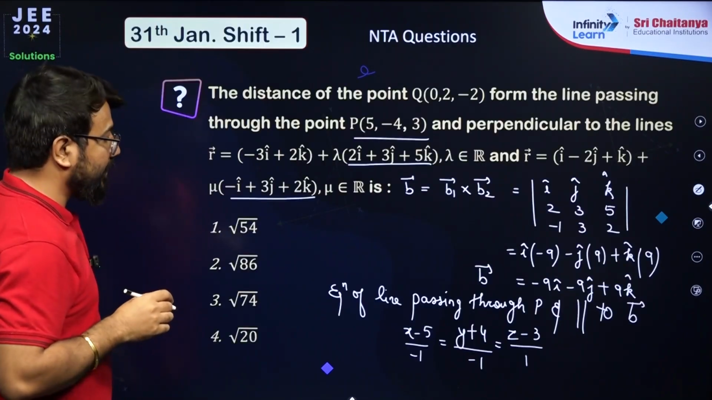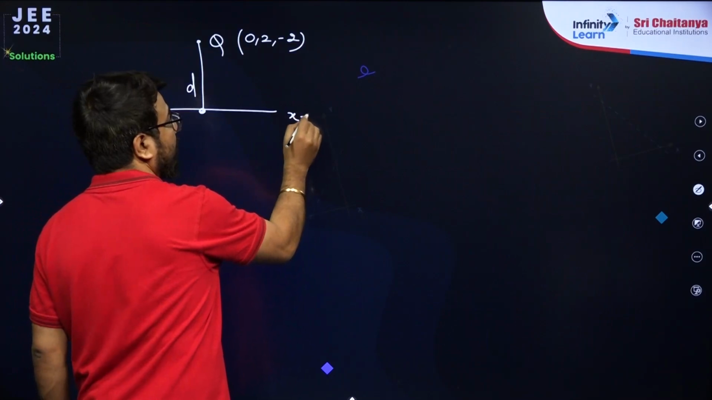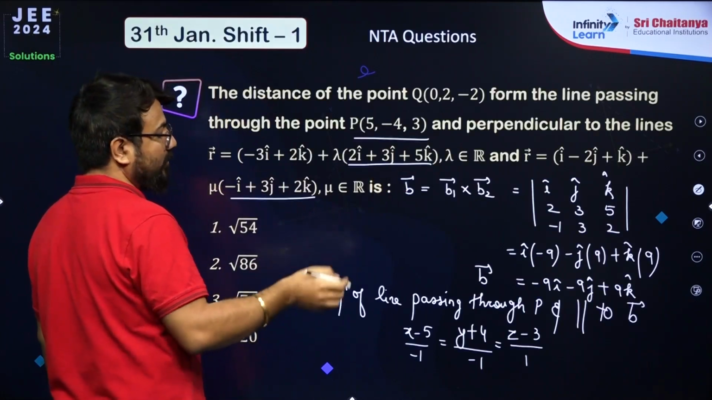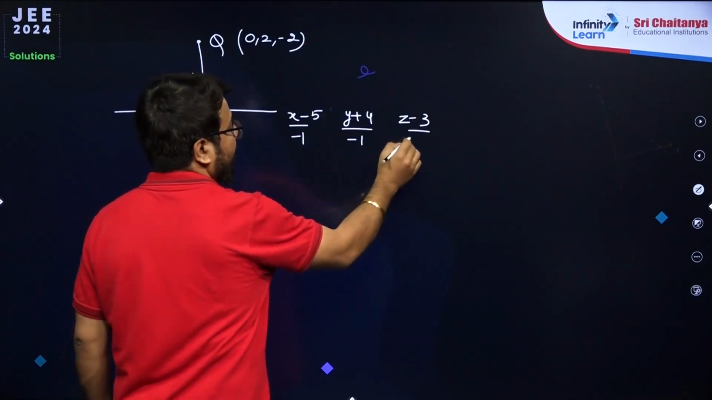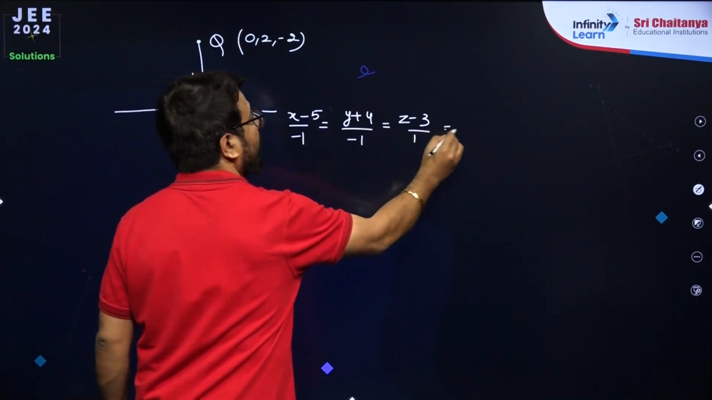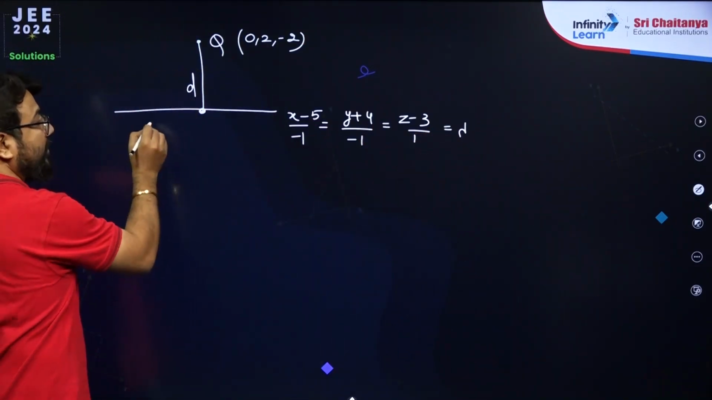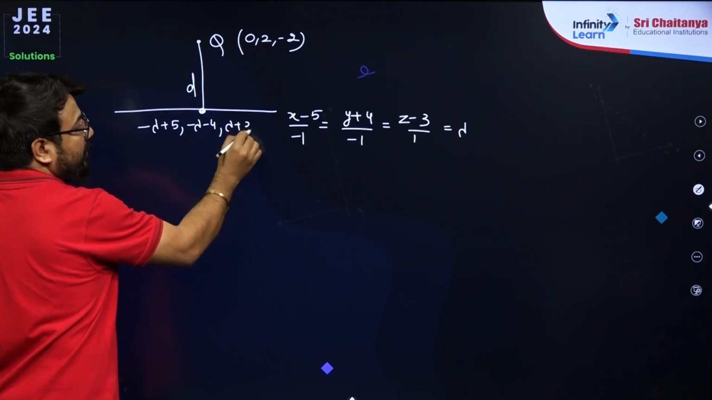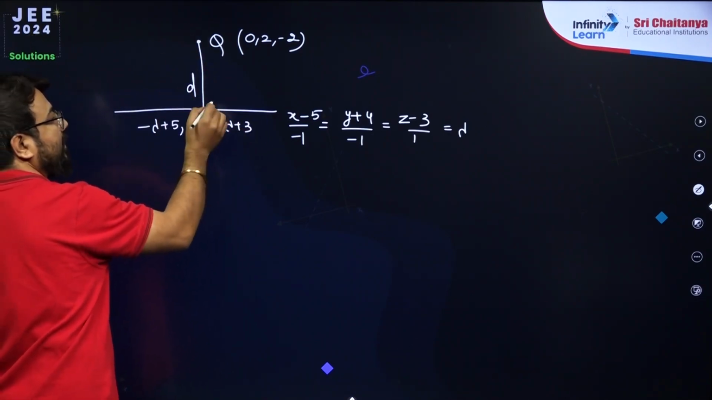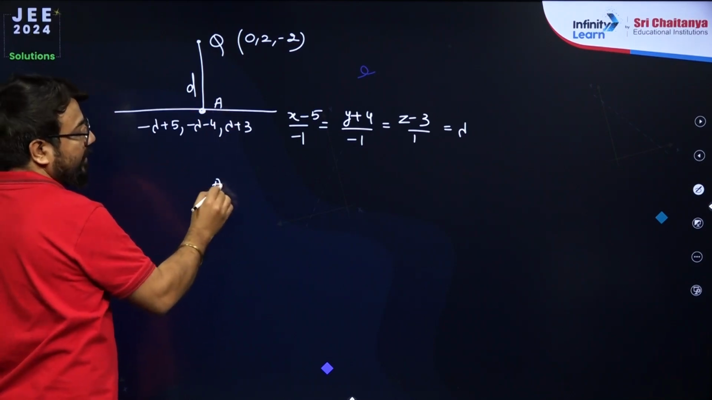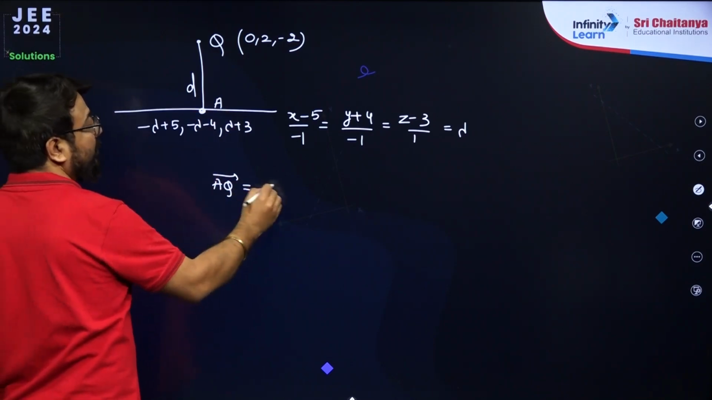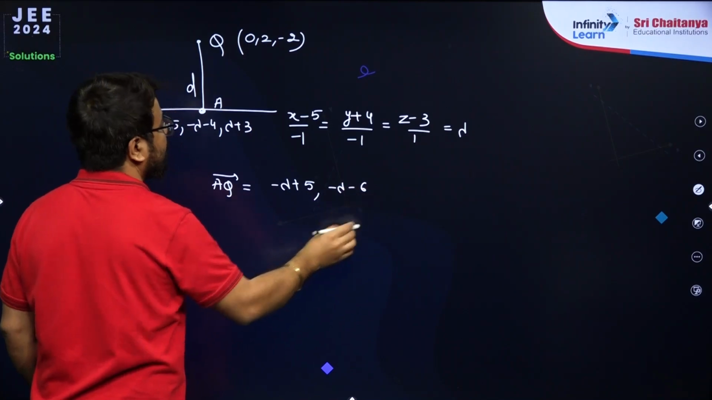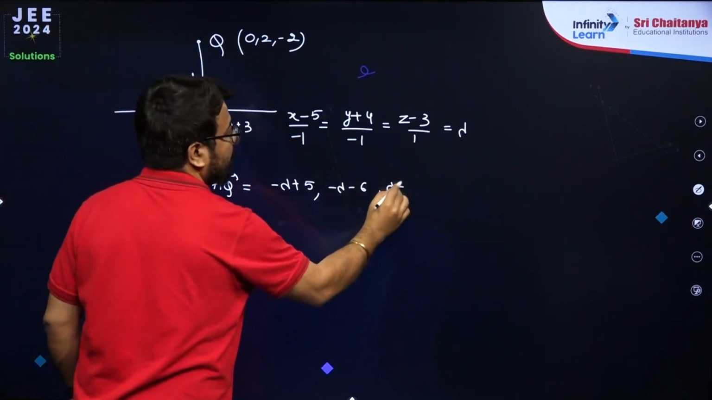So the line which is given here is (x minus 5), (y plus 4), (z minus 3), over -1, -1, 1. Suppose this is equated with lambda. So let us say this point will be minus lambda plus 5, then minus lambda minus 4, then lambda plus 3. Let us say this point to be A point. Let us find this AQ vector. AQ vector will be minus lambda plus 5, minus lambda minus 4 minus 2, so minus lambda minus 6, and lambda plus 3 plus 2, so it will be lambda plus 5.